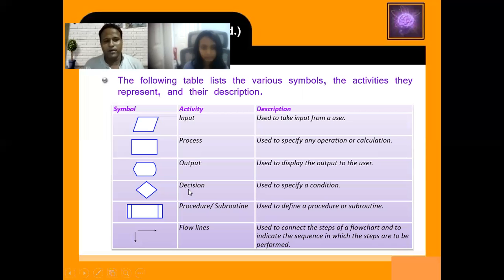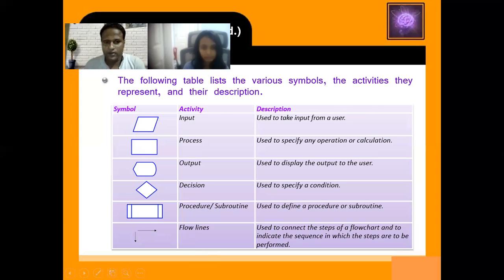And all the symbols are connected through the flow line. All the symbols are connected through the flow line. It is called the arrow mark. So the arrow mark is used for connecting all the symbols. Clear? What is used to connect all the symbols? Can you repeat that? I didn't really understand. What is the work of the flow line? That's the question.